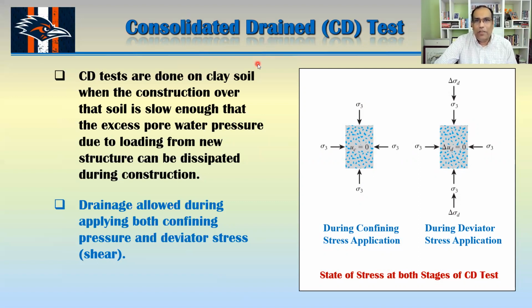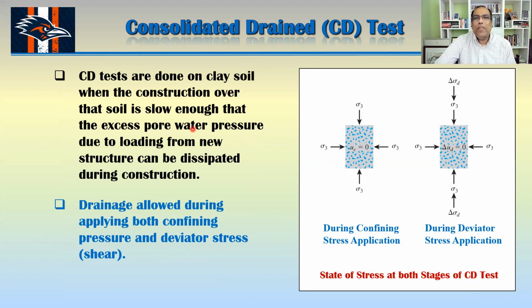When you apply the shear, it is drained, so the drainage valve is open. CD tests are done on clay soil when the construction over that soil is slow enough that the excess pore water pressure due to the loading from the new structure can be dissipated during the construction, or faster than the construction. So it's not only about the soil, it's also the situation you are talking about. How fast is your construction? How thick is the layer you are talking about?